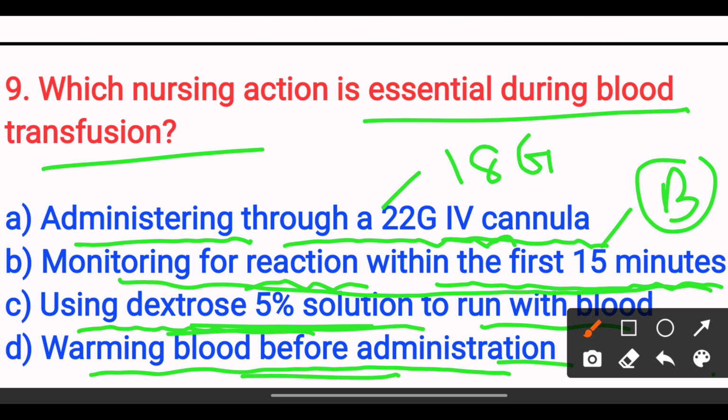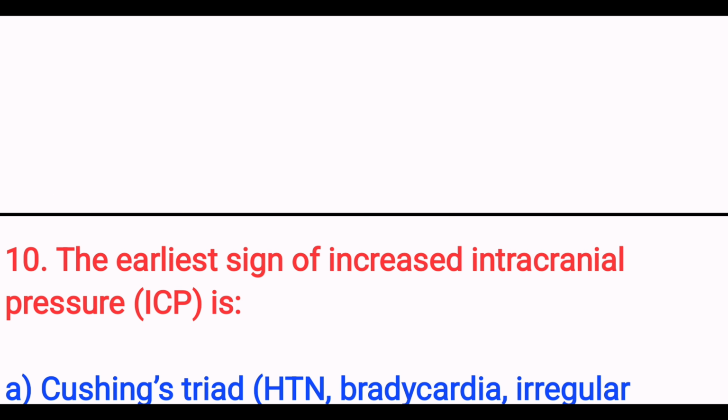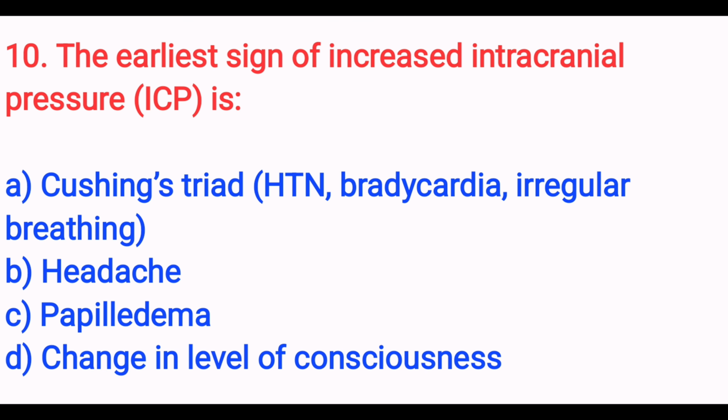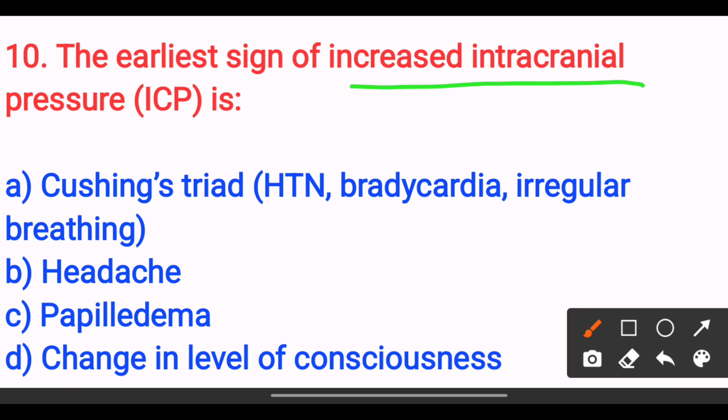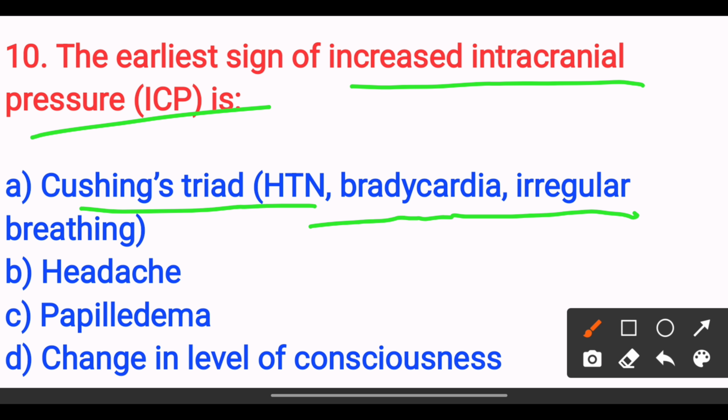Next question. The earliest sign of increased intracranial pressure is: option A, Cushing triad, hypertension, bradycardia, irregular breathing. Option B, headache. Option C, papilledema.